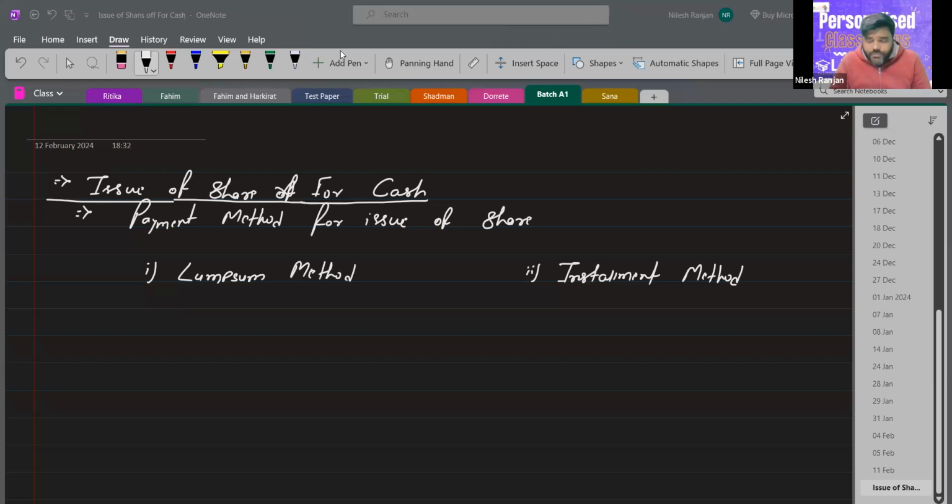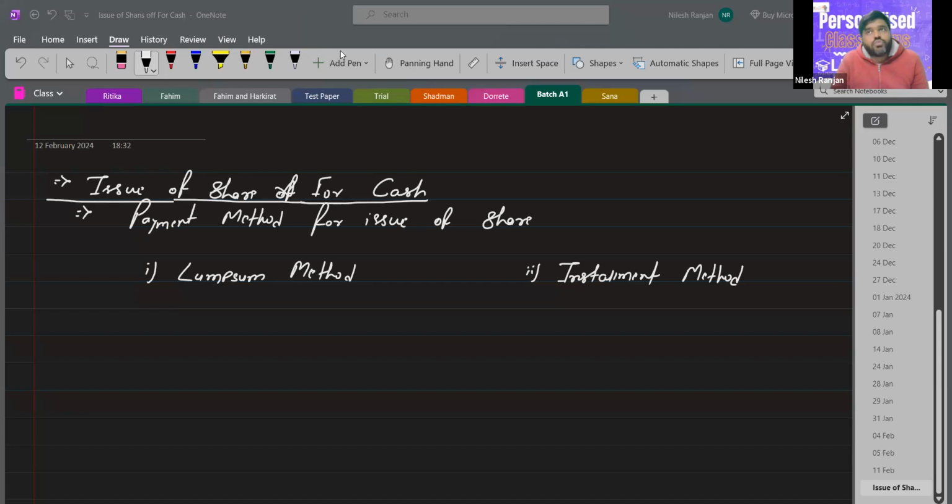Actually, there are two cases for recording calls in arrear. I don't remember, sir. No problem. The first is when you don't show the calls in arrear account. The second is when you show the calls in arrear account. Generally we follow the first method, where we don't have to open the calls in arrear account. But if it is written in the question, then we have to follow the second method. Otherwise, we use the first one, where calls in arrear is not written in the journal entry.